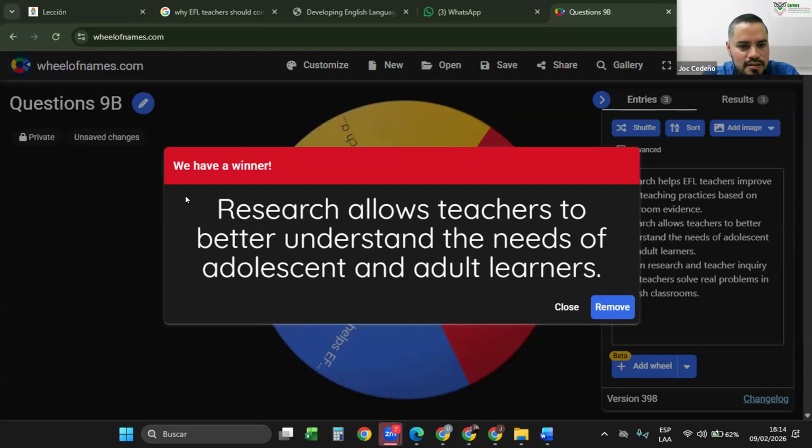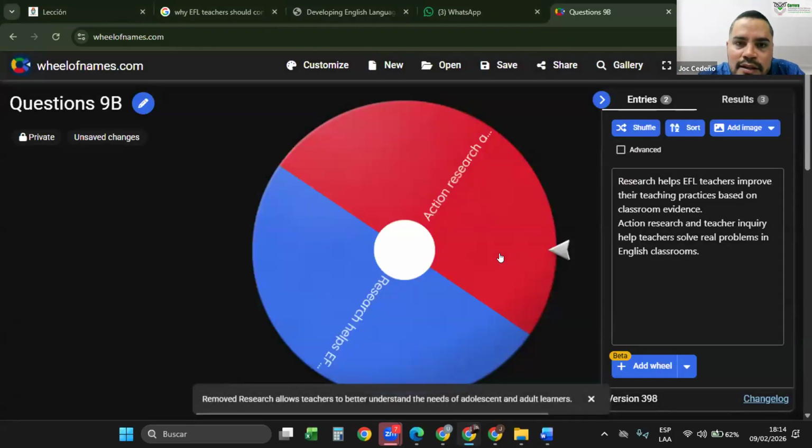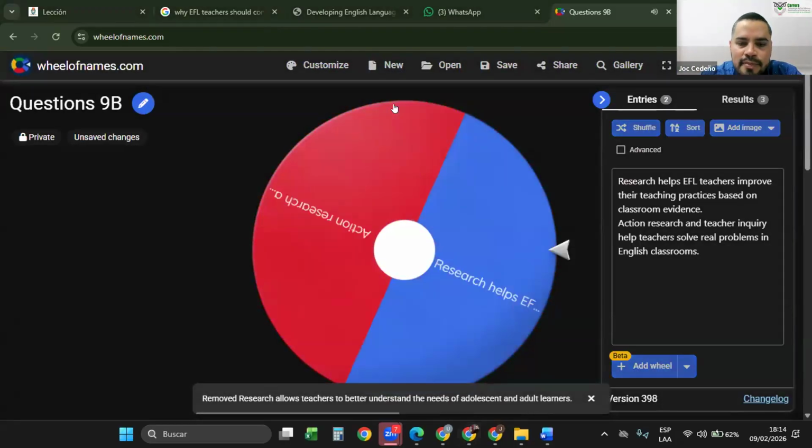That is right. Thank you, Eddie, for sharing. Through research, you can not only better understand the needs of adolescent and adult learners, but also what motivates them to learn. So remember that adolescents and adults are not the same. They are different. Children are also different from adult learners. So we need to do research to understand these differences. Let's go to the next question.